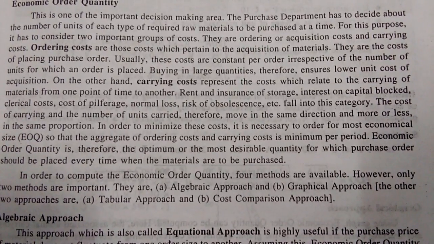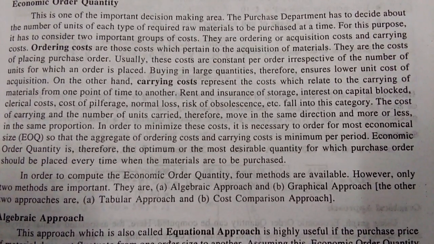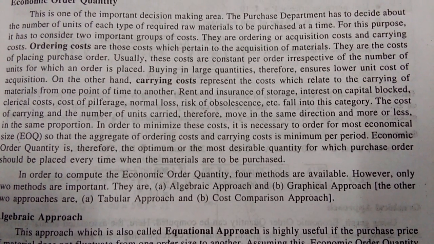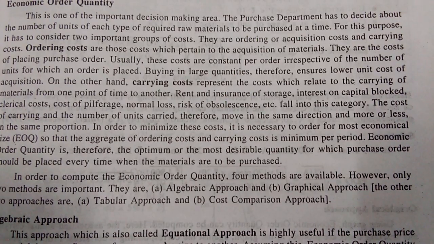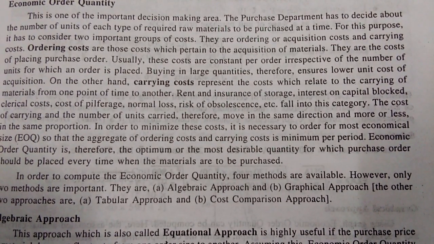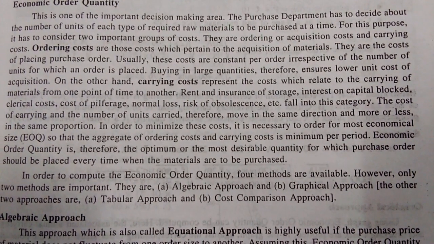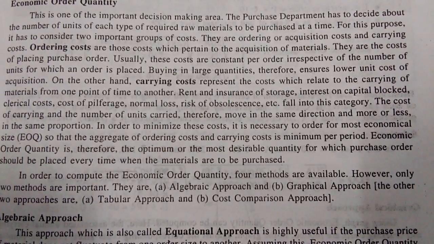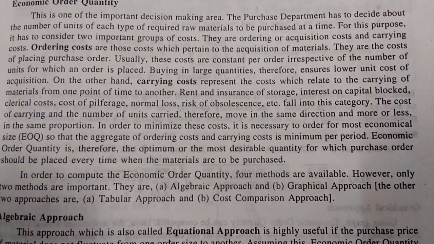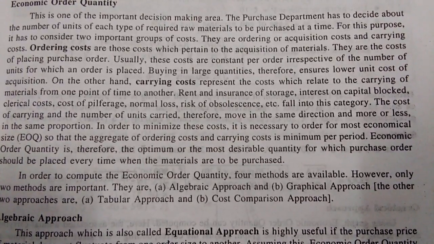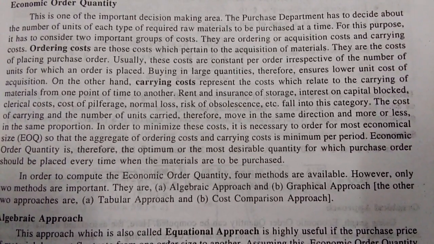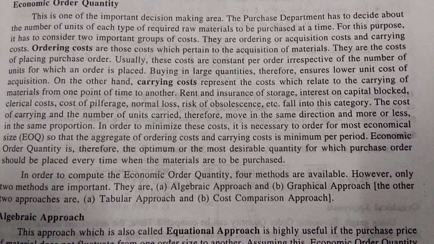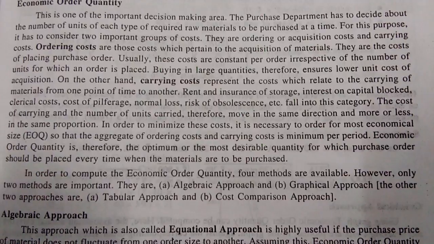It is necessary to find the most economic size so that the aggregate of ordering costs and carrying costs is minimum per period. Economic order quantity is therefore the optimum or the most desirable quantity for which a purchase order should be placed every time when the materials are to be purchased.